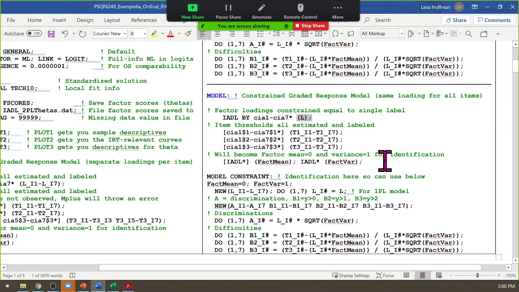So on the right-hand side of the page, I'm referring to the 7 loadings with one name, and that is making a constraint and a label simultaneously. So just having one L means I am forcing all 7 loadings to share one number.